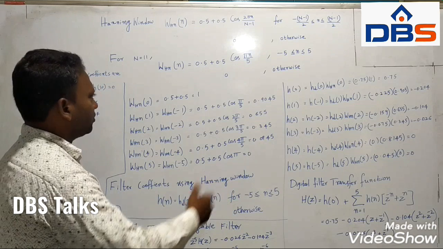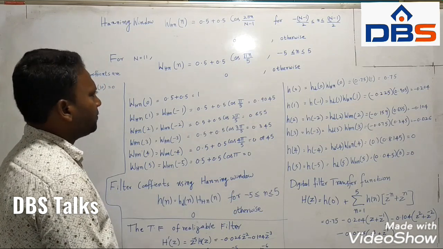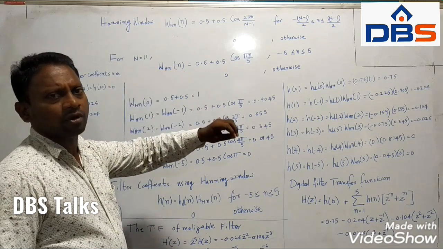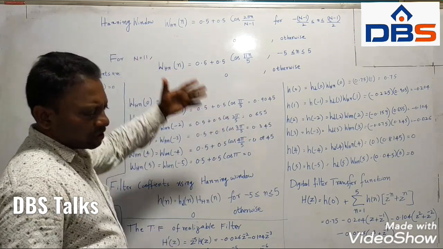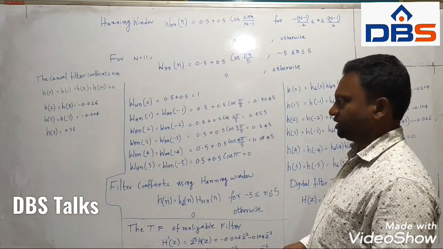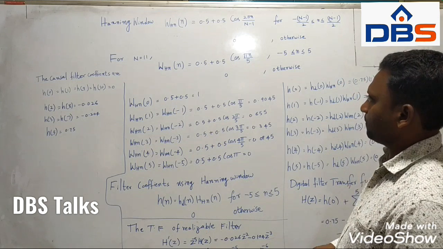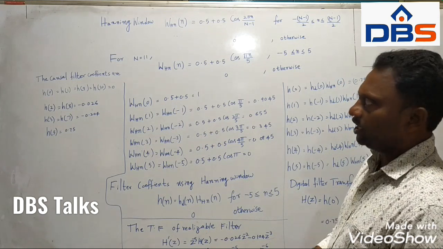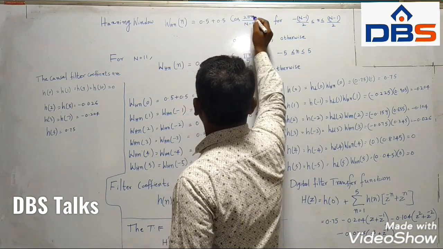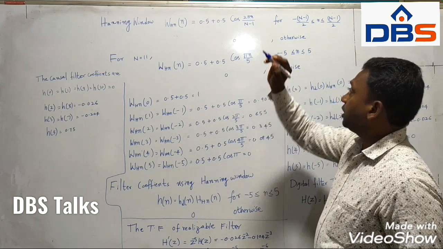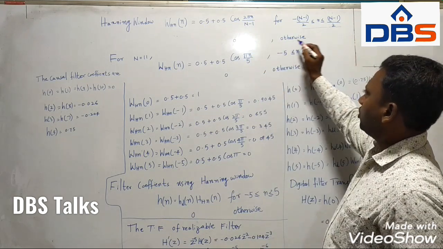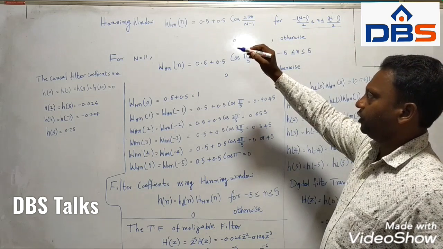After calculation of h(n), now we will see how to design it by using the Hanning window. In the problem statement you have seen that we have to use the Hanning window to design the FIR filter for given specifications, high pass filter specifications. Now already we know what the Hanning window is. The Hanning window w_H(n) is equal to 0.5 plus 0.5 cos(2 pi n by N minus 1) over this range, and 0 otherwise. This is the Hanning window.